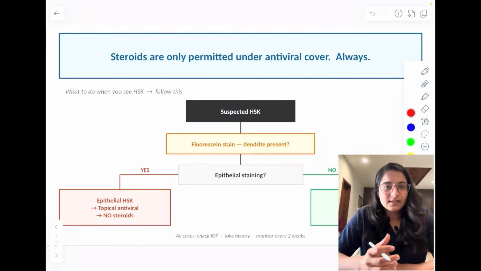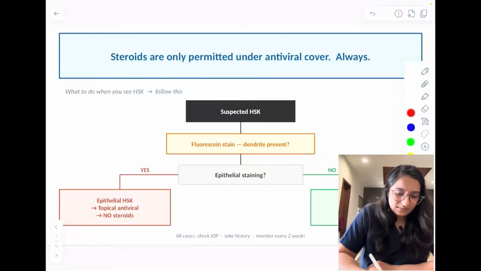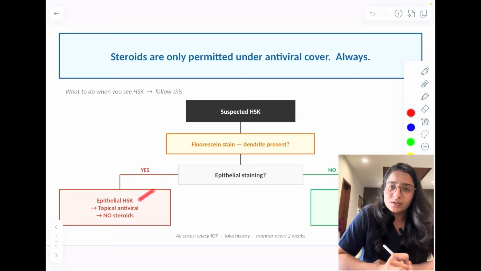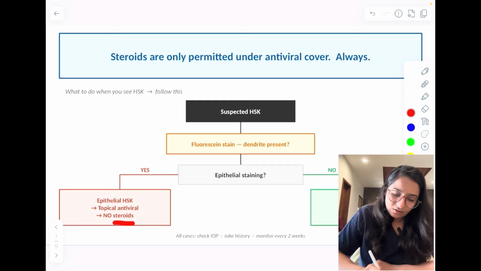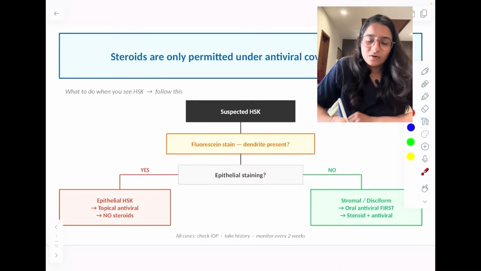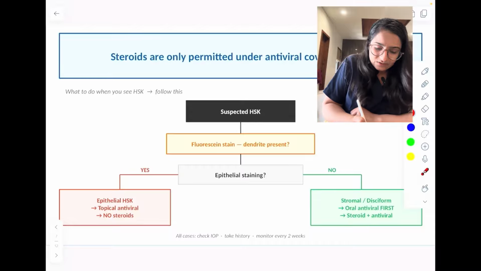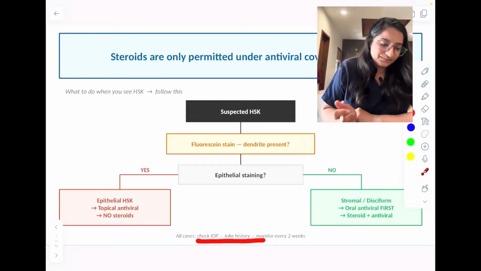How to approach this clinically? Whenever you suspect herpes simplex keratitis, first stain, okay, and if the staining is present, then it is epithelial herpes simplex keratitis, so topical antiviral and no steroids. But if it is not staining, then it's stromal or disciform keratitis, so first oral antiviral plus topical, and then steroid addition. Okay, and in all cases check IOP, take history and monitor every 2 weeks.